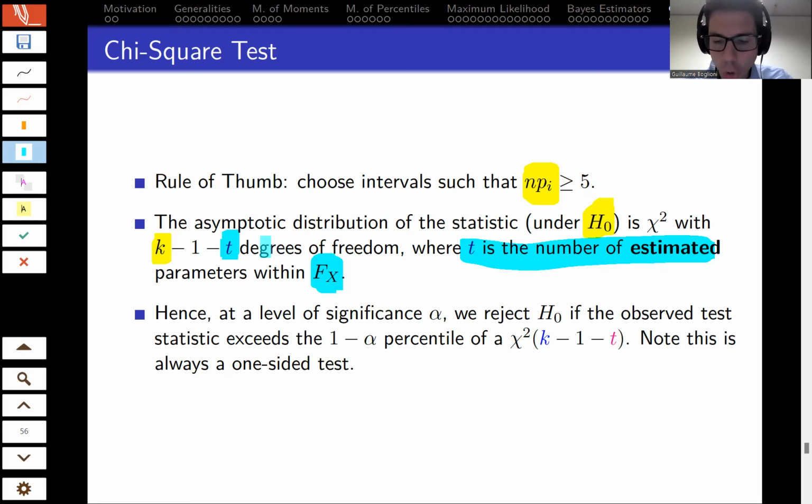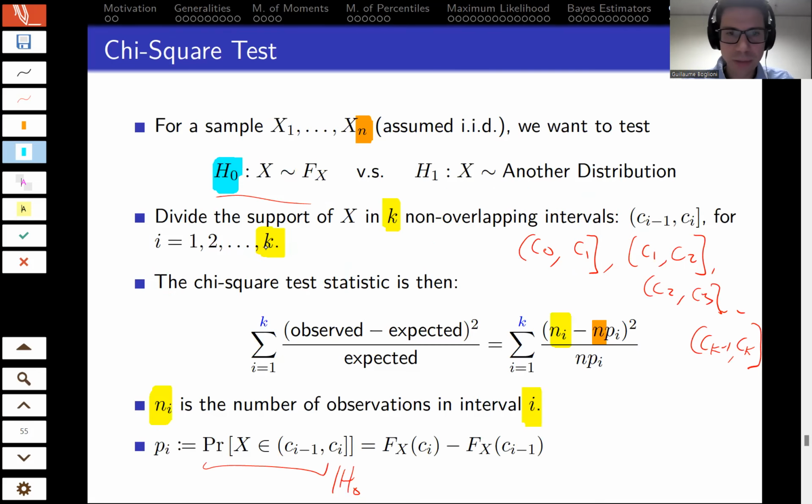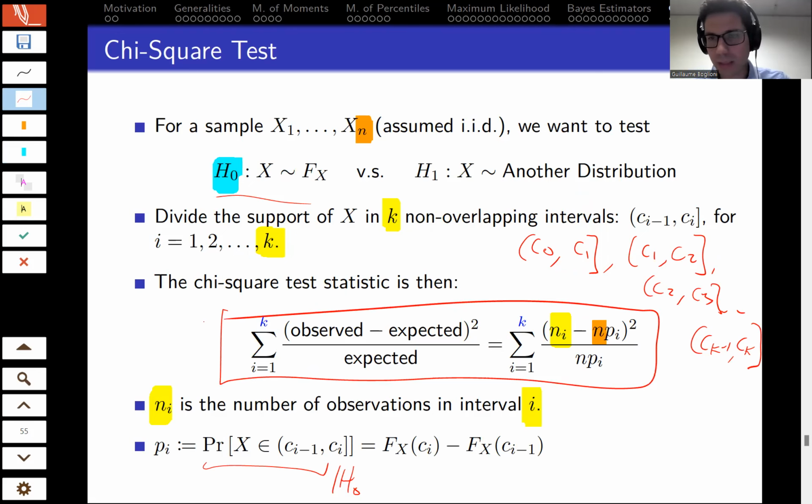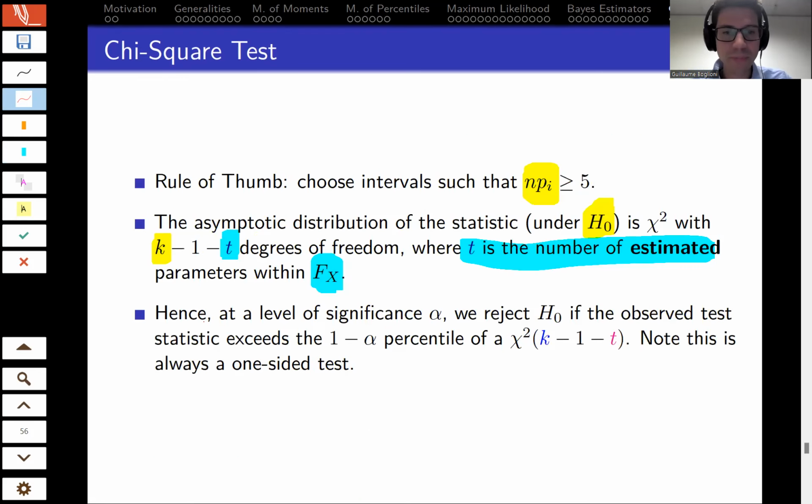Because under H0 the test statistic has a chi-square distribution with those degrees of freedom, to run the test at a given level of significance alpha, remember this is a small percentage, typically 5% or 1%, we reject H0 if the observed test statistic exceeds the 1 minus alpha percentile of the chi-square, okay?